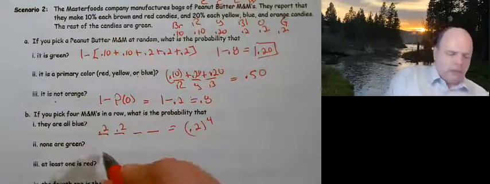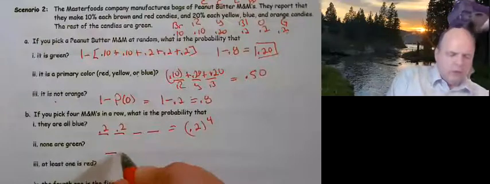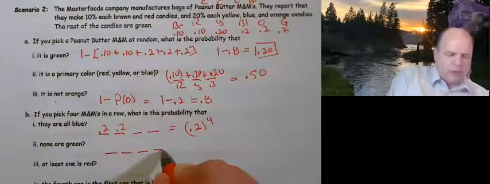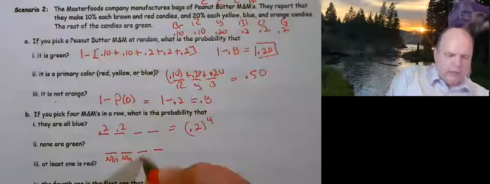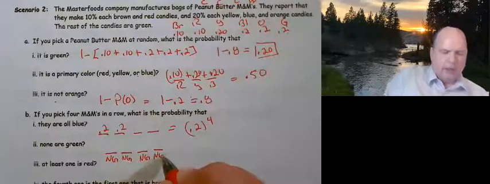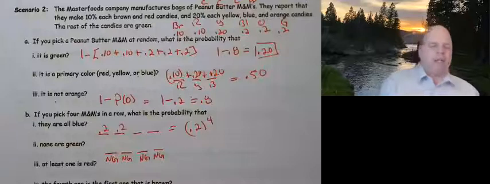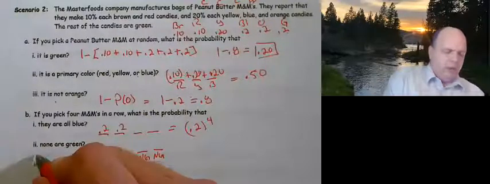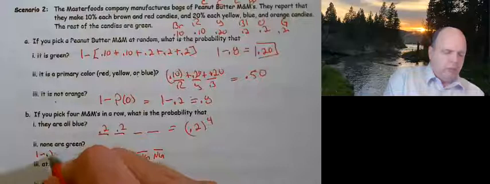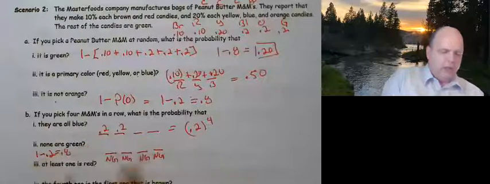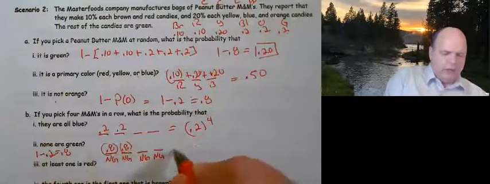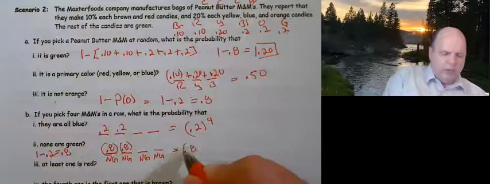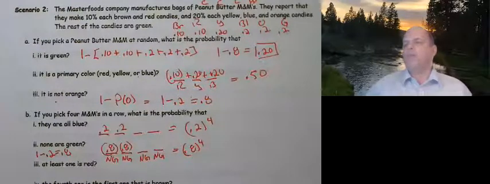None are green. All right, 2, 3, 4. Not green, not green, not green, not green. Well, the probability of not green is 1 minus 0.2 equals 0.8. So I have to have a bunch of not greens. And real quickly I go, oh yes, 0.8 to the 4th power.